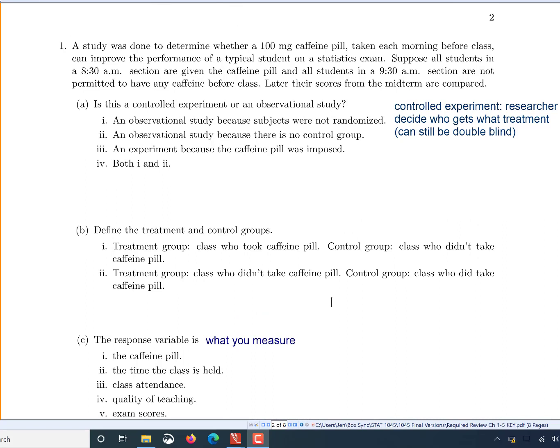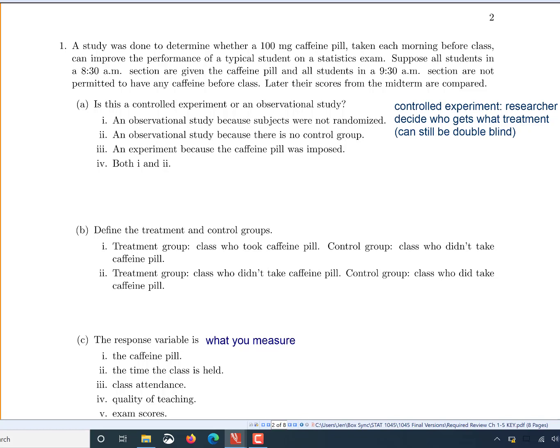Okay. Number 1, a study was done to see whether a 100 milligram caffeine pill taken each morning before class can improve the performance of a student on a statistics exam. Suppose all students in the 8:30 class are given caffeine, all students in 9:30 can't have any caffeine. Later, they compare their scores from the midterm. So first, is this a controlled experiment or an observational study?